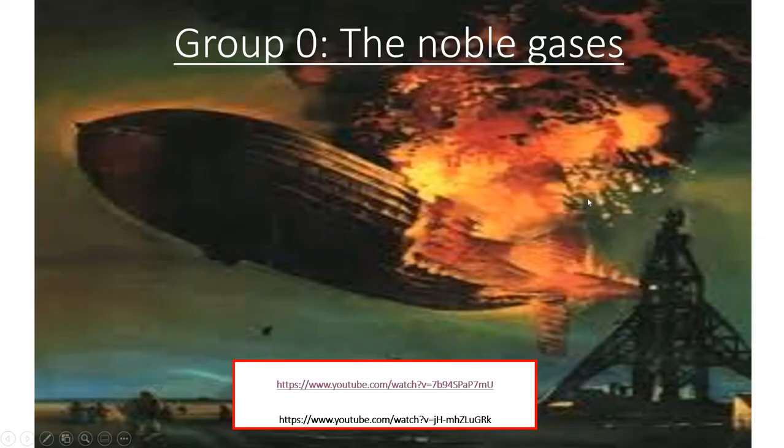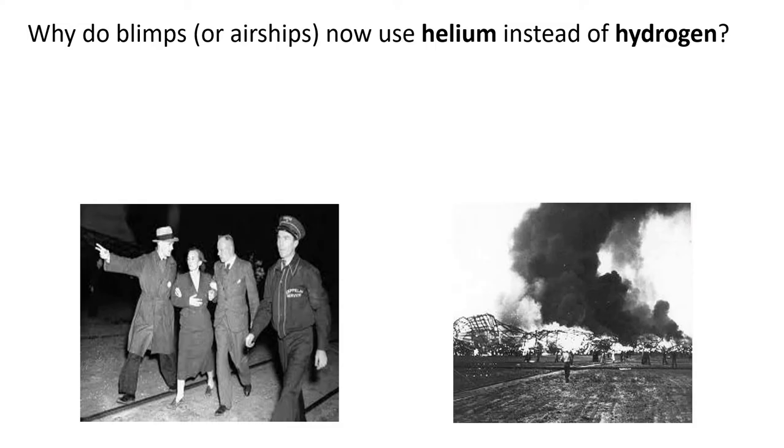So, quite an intense video, but we'll think about why that disaster happened and what noble gases have got to do with that. The reason it caught on fire was that hydrogen was the gas inside it to keep it afloat. Hydrogen is very light, or rather not very dense, so it will rise up and allow the blimp to float. But hydrogen, as you saw in the video, is very flammable. It sets on fire very easily.